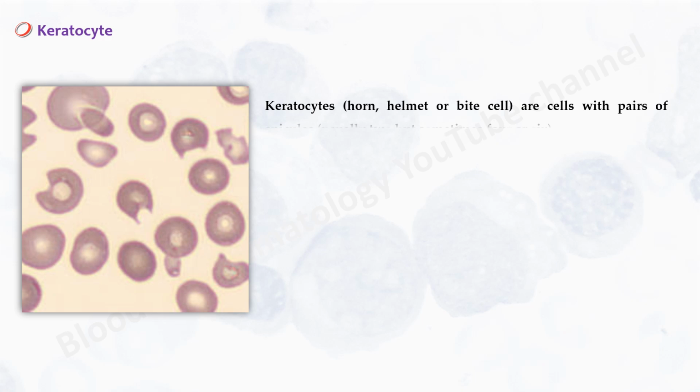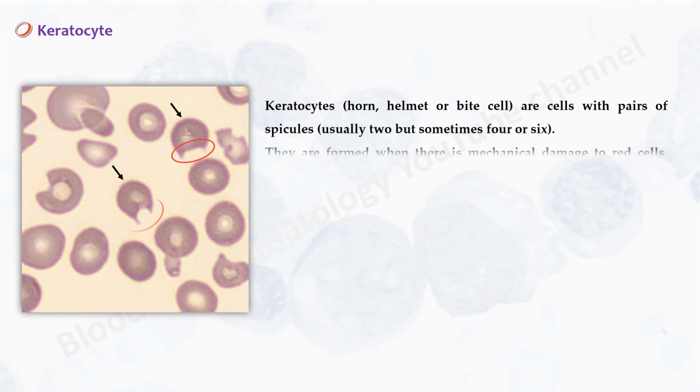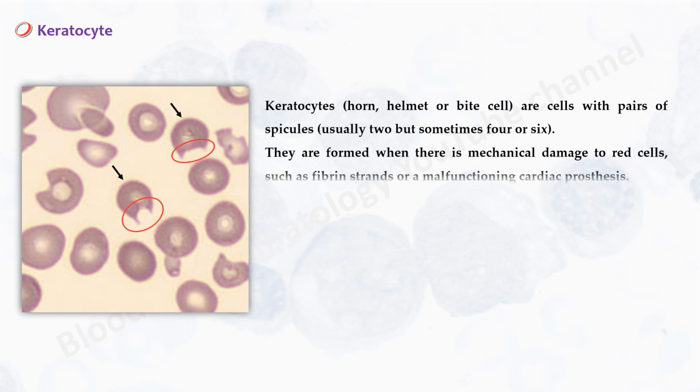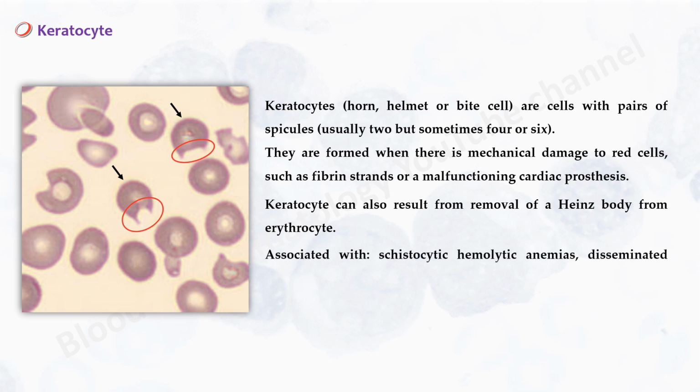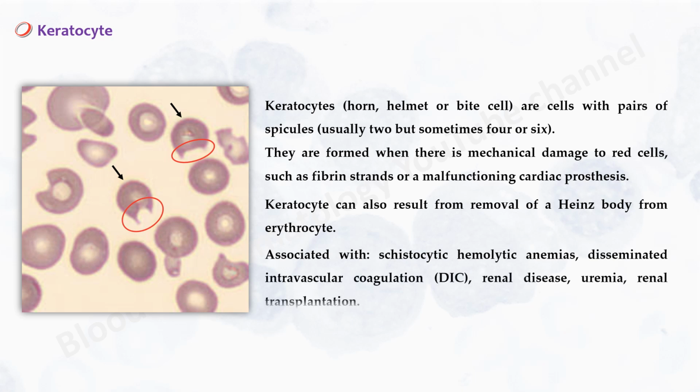Keratocytes are erythrocytes with pairs of spicules, usually 2 but sometimes 4 or 6. They are formed when there is mechanical damage to red cells, such as fibrin strands or a malfunctioning cardiac prosthesis. Keratocytes can also result from removal of a Heinz body from erythrocyte. Keratocytes are associated with schistocytic hemolytic anemias, disseminated intravascular coagulation, renal disease, uremia, and renal transplantation.